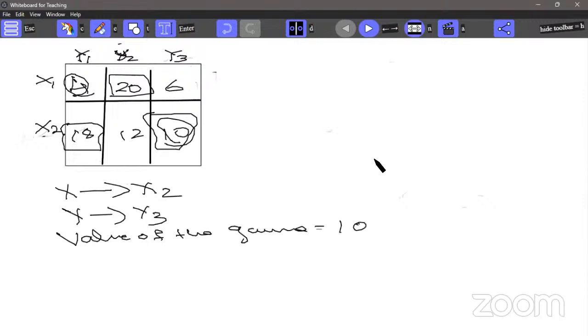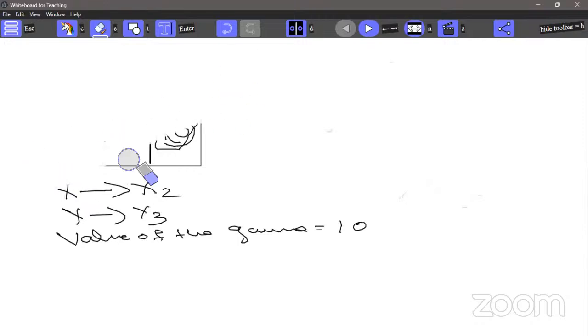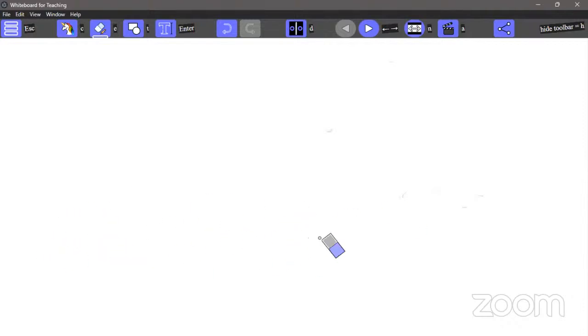Is it clear? So the saddle point is where maximin is equal to minimax. Only if maximin is equal to minimax will we have a saddle point. But there will be many games where a saddle point doesn't exist.